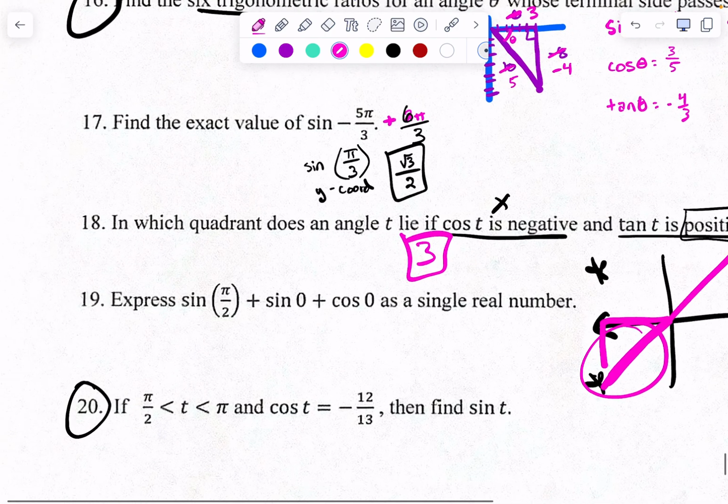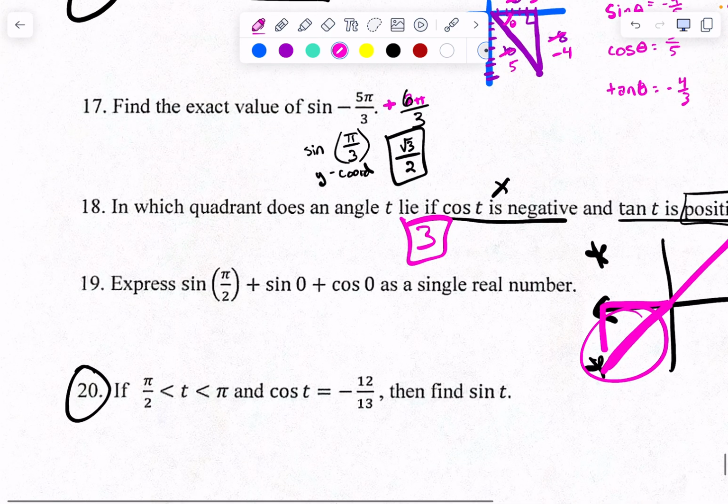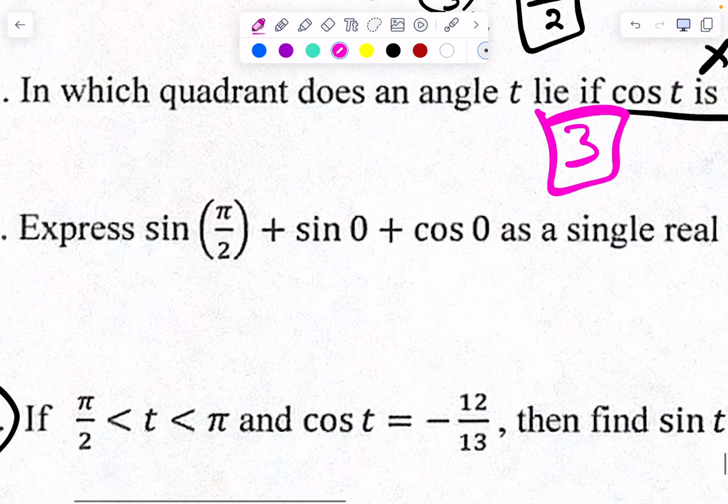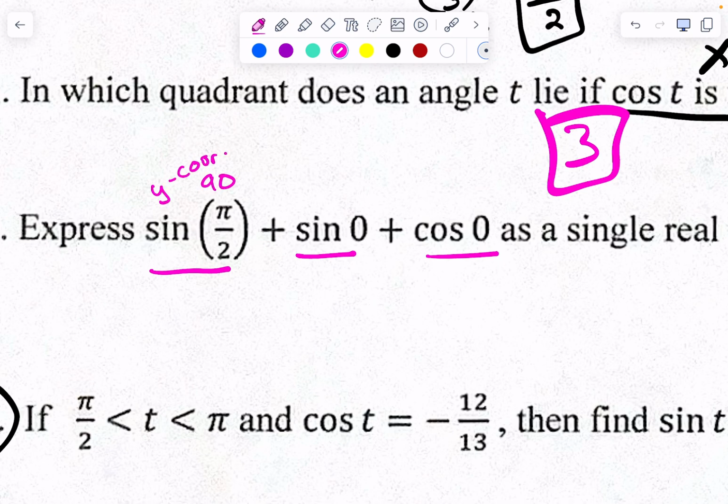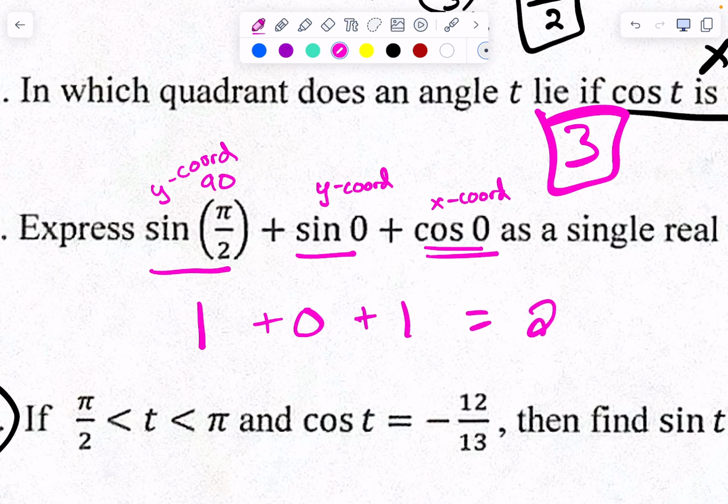Okay, grab your unit circle for this next problem. We have 3 things to look up: sine of pi over 2, sine of 0, and cosine of 0. Pi over 2 is 90 degrees. Sine is the y-coordinate at 90 degrees. What's the y value at 90 degrees? 1. Okay, what's the y-coordinate at 0? 0. What's the cosine at 0, which is the x-coordinate at 0? 1. So that's the answer. That's not too bad.